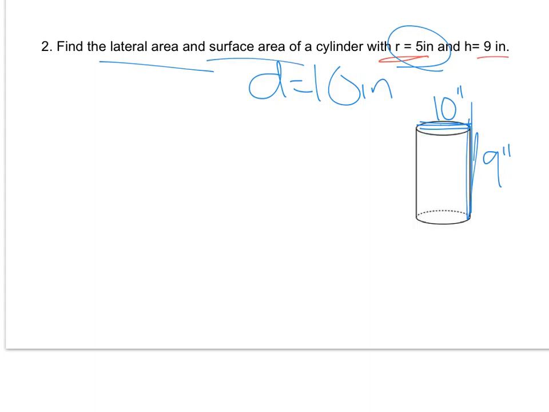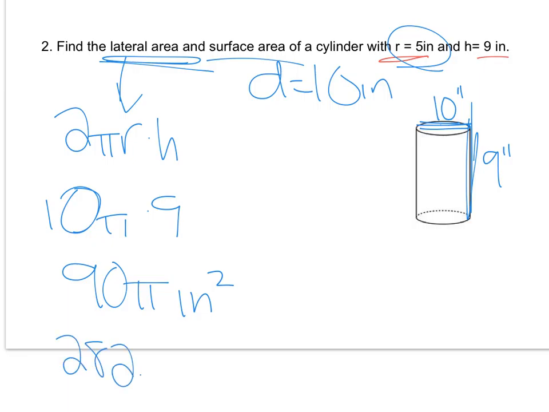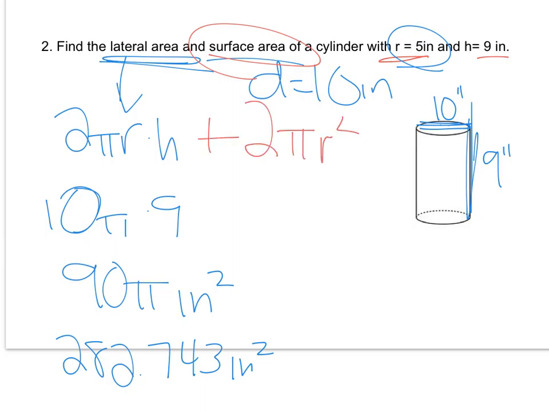So lateral area and surface area. Lateral area is circumference times the height, so 2 pi r times the height. 2 pi r is going to be 10 pi times 9. So exact would be 90 pi inches squared. My rounded decimal answer would be 282.743 inches squared.